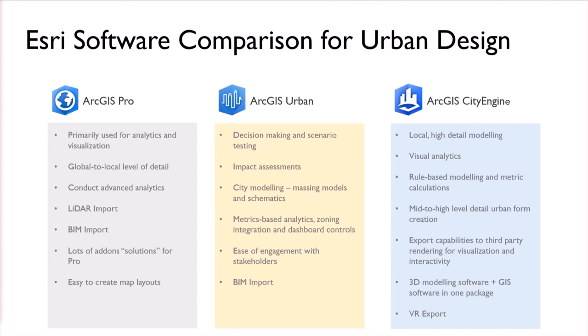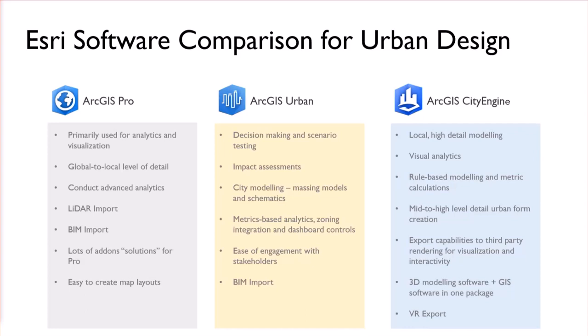There's also a lot of import tools for different sort of data formats like LiDAR, BIM, and other kind of 3D formats and point files. And there are also a lot of add-on solutions that you can bring into Pro to create a lot more guided workflows. ArcGIS Urban is a web-based system that Esri provides as well, which is really great for doing decision-making and scenario testing related to urban planning projects at kind of like the city or more localized scale.